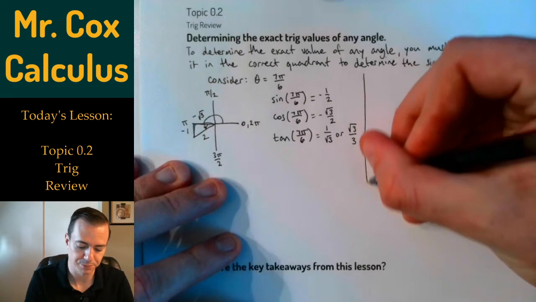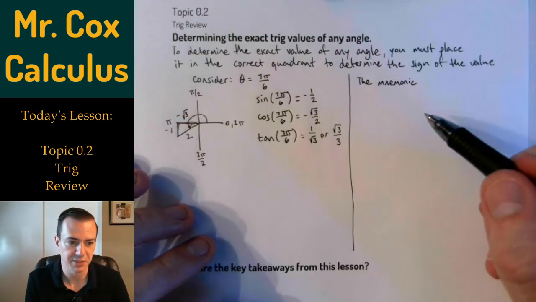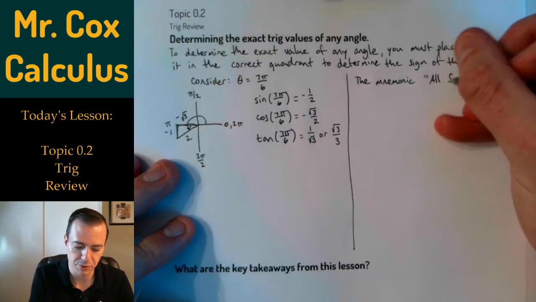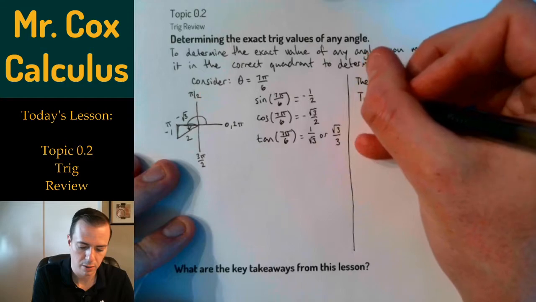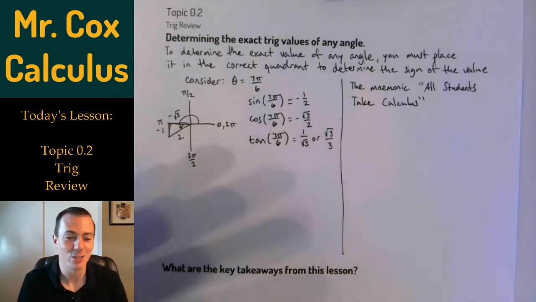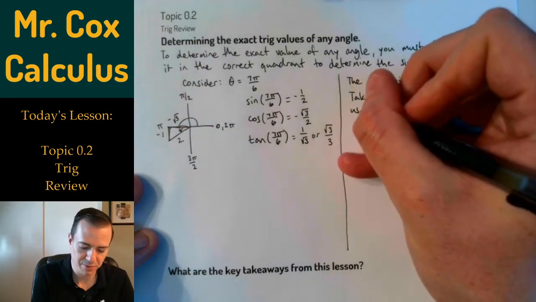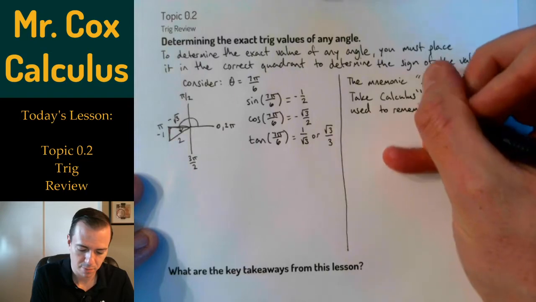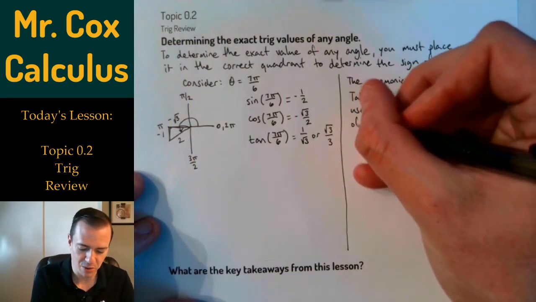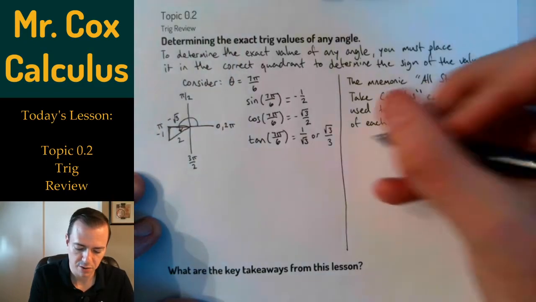And there's actually a mnemonic here. There's a very famous mnemonic that gets passed down to calculus students to help them memorize or visualize the signs of all of these angles. And the mnemonic is called All Students Take Calculus, which is very fitting for where you are now taking a calculus class. This mnemonic can be used to remember the sign of each trig value, or of each trig ratio, in each quadrant.